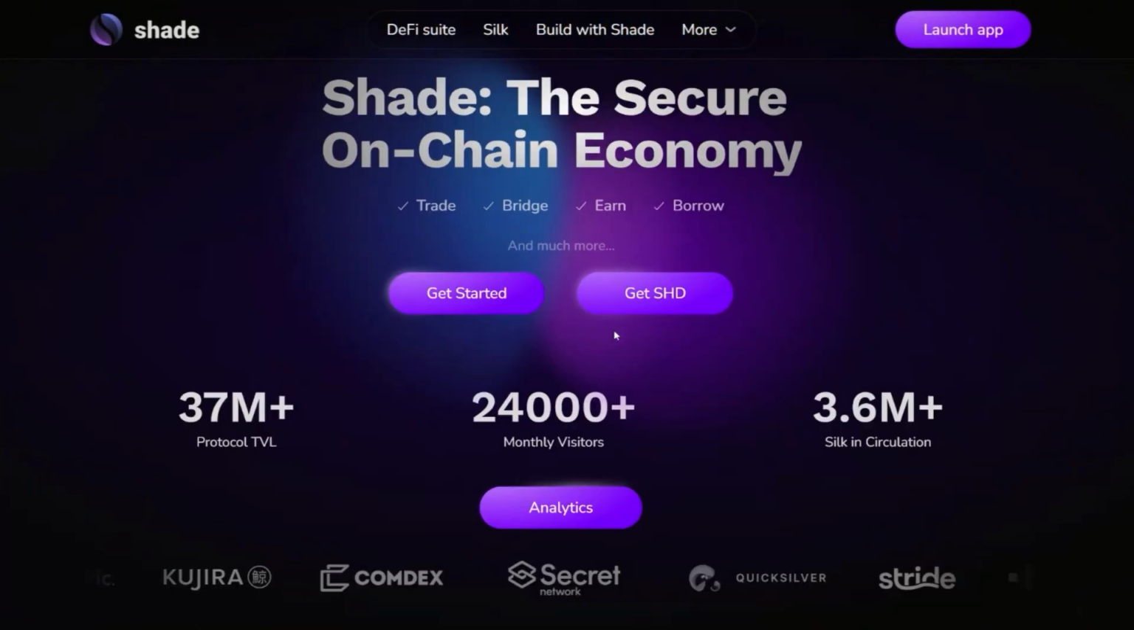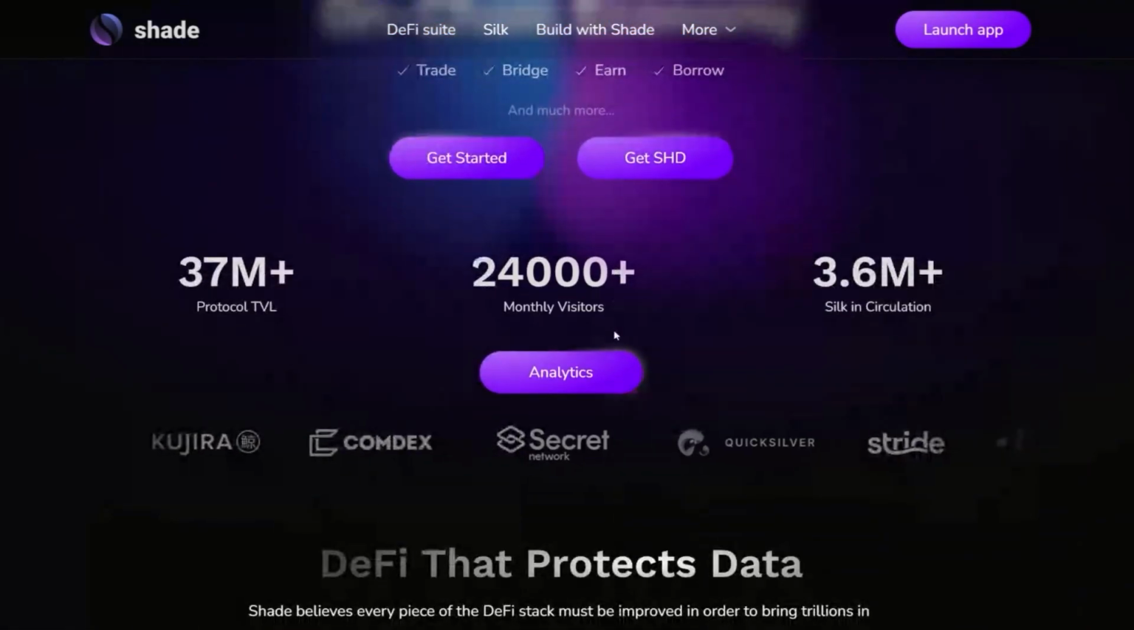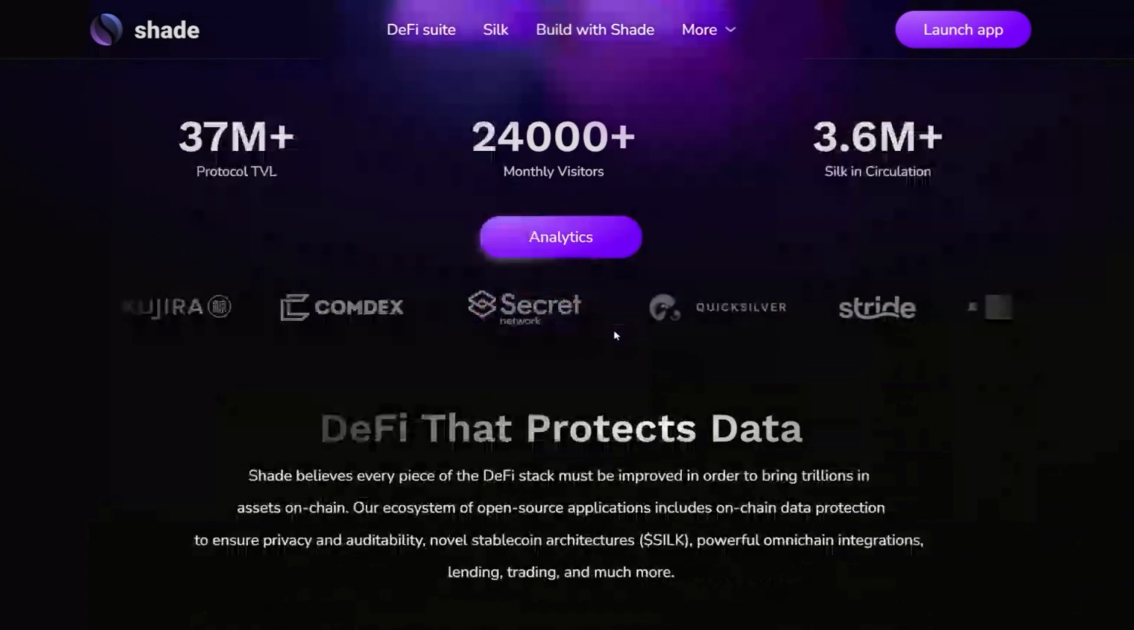Then there's Shade. That's the application token. It operates as a DAO, a DeFi DAO, if you want to call it that. And the Shade token, SHD, that one's used for not only voting in the DAO, but also liquidity throughout the platform and staking rewards. Yes, you can stake it, even though it's not an L1 token. We'll get into that in a minute.